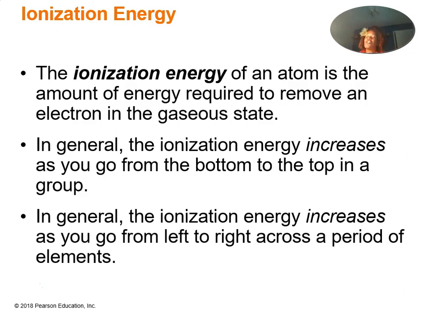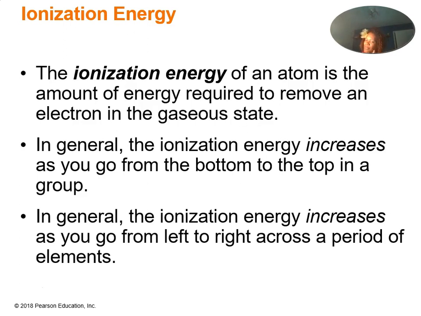Now, ionization energy. This is basically the amount of energy that's required to remove an electron from an atom in its gaseous state. So think about ion. That means positive or negative charge. So basically, it's the amount of energy required to remove an electron. So basically, saying this means that you increase as you go from the bottom to the top. What else did we say increases from the bottom to the top? We said what decreases from the bottom to the top was your atomic radius. So you see, the trends are tricky.